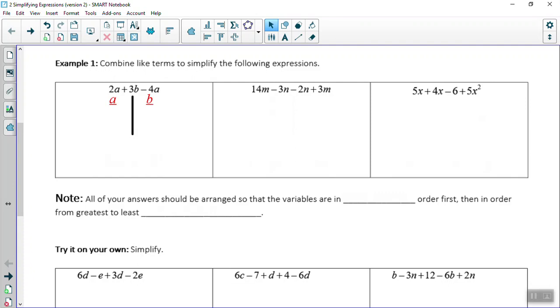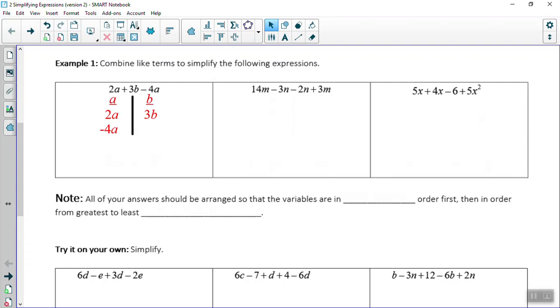So what I'm going to do is just put my like terms together in one group. So I've got 2a, and then I've got that minus 4a. That sign is going to follow it. And then for my b's, I have that plus 3b.